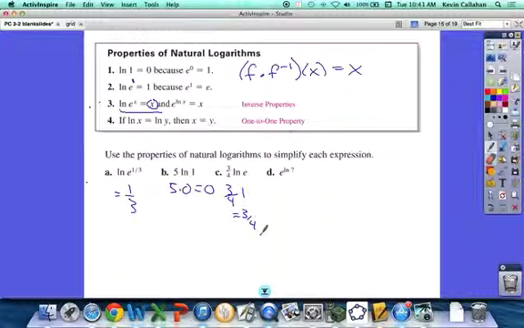And e to the ln of 7, that's this thing right here. E to the ln of 7 is 7, right? Again, that's just taking a composition of the exponential and the logarithm. And since they're inverses, they cancel each other out and you just get x.